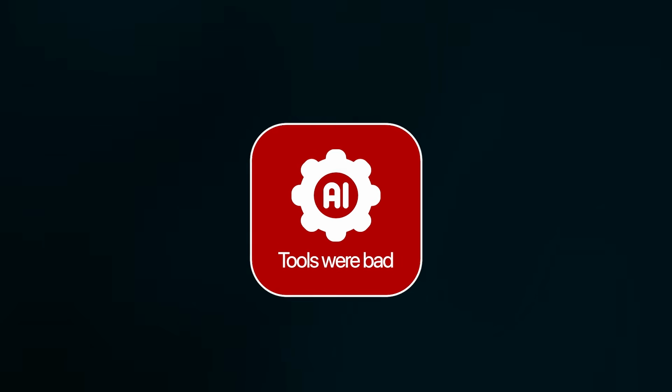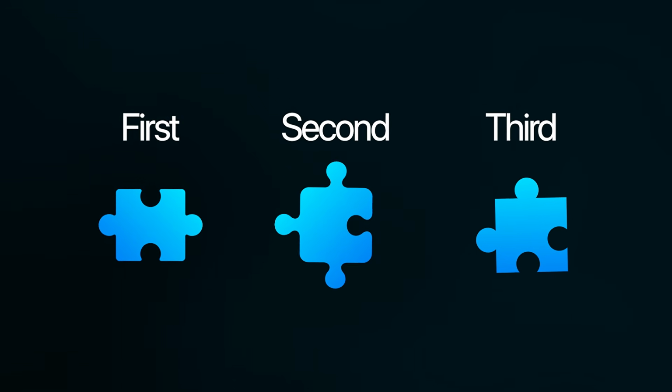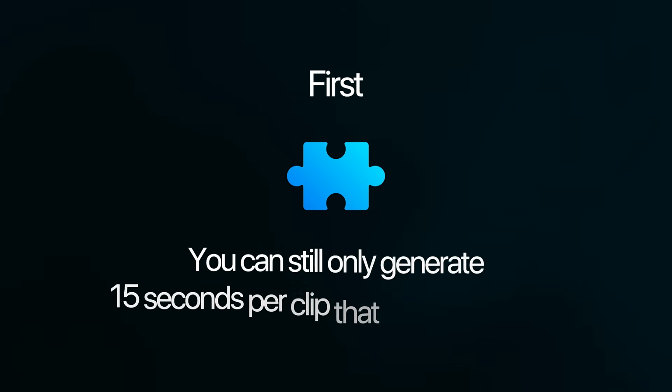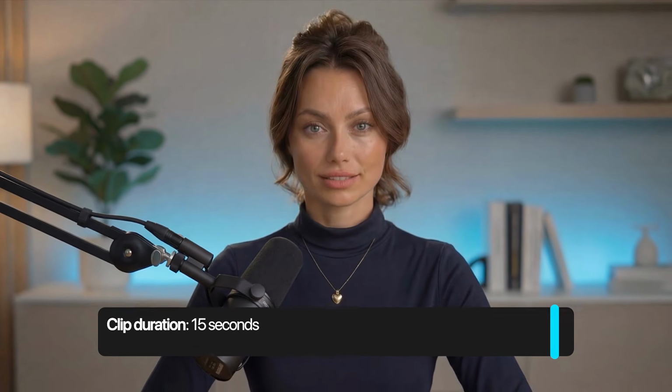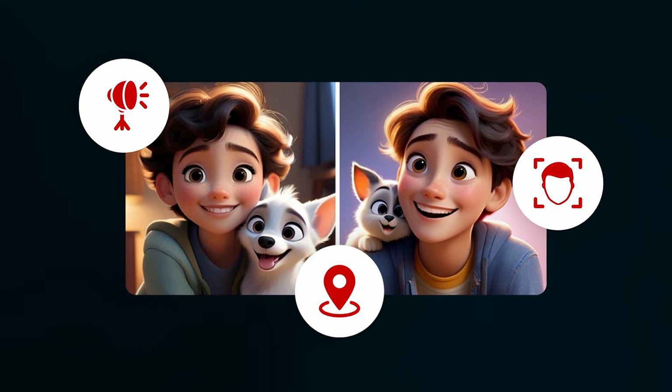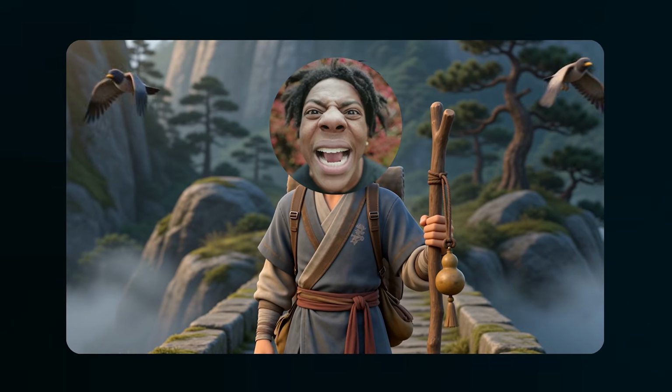Let's get into it. Here's the honest truth about long AI animation. It was a nightmare, not because the tools were bad, but because of three things that nobody really solved until recently. First, you can still only generate around 15 seconds per clip. That hasn't changed. But the problem was never really the clip length. The problem was everything falling apart the moment you tried to connect two clips together. Different lighting, different face, different location. Your character looked like a different person by scene 3.